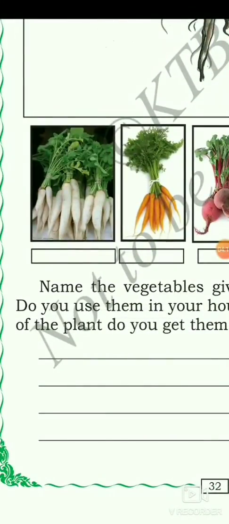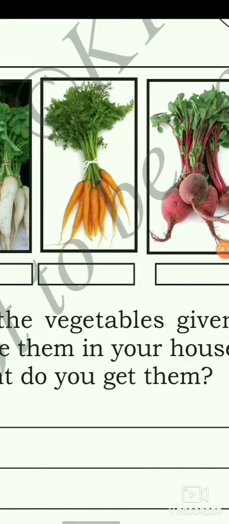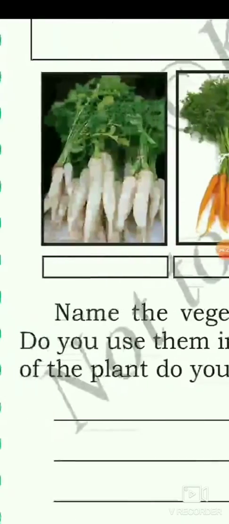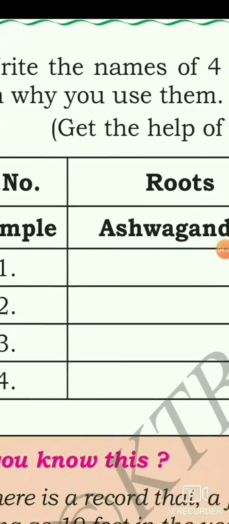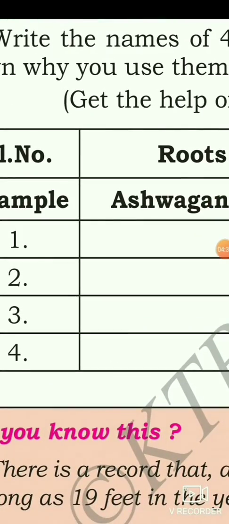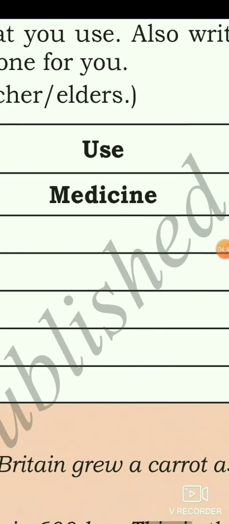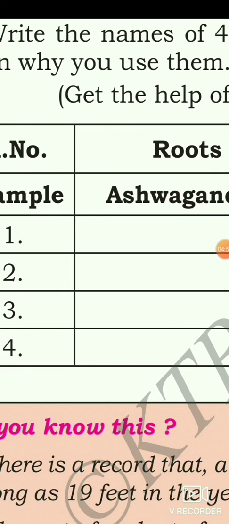Now children, these vegetables are themselves roots. What is the name of this vegetable? This is radish, this is carrot, this is beetroot, and this is sweet potato. These grow inside the soil like roots. These roots we use as food. Here is one more activity. See, children, they have asked about ashwagandha. Ashwagandha is also a type of root. It is useful for medicines. Ayurvedic doctors use ashwagandha as medicine.